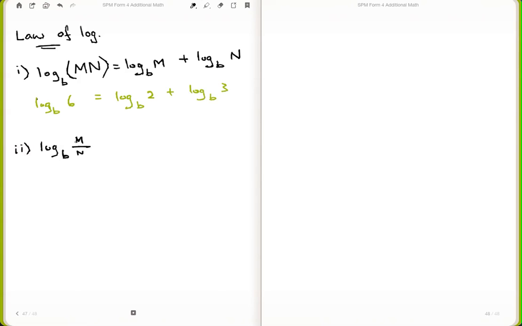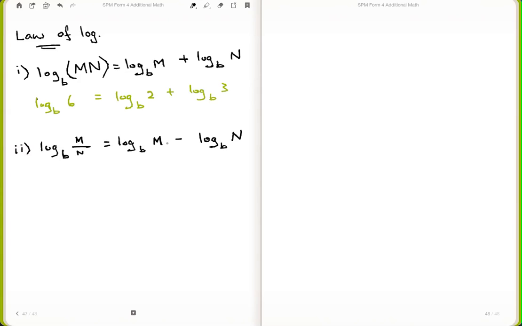So if we were to divide a number by another number, it will be log b m minus log b n. You may want to look into my first part of chapter 5, the indexes.